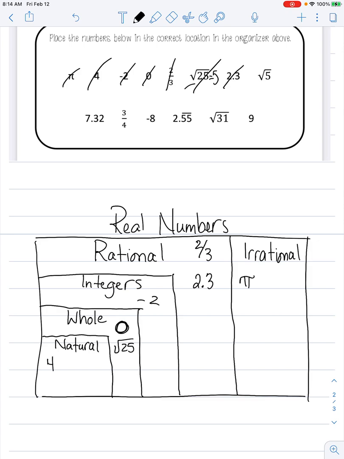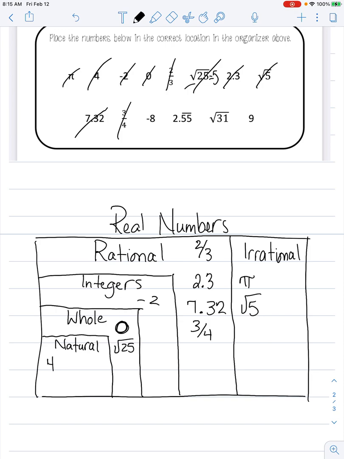Square root of 5. Is that rational or irrational? Well, square root of 5 is somewhere between the square root of 4 and, let's see, 3 times 3 is 9, square root of 9. It's not a perfect square, so it's going to be irrational. 7.32, that's a terminating decimal, so that's just going to be rational. 3/4, it won't reduce to a whole number, so it's just rational.